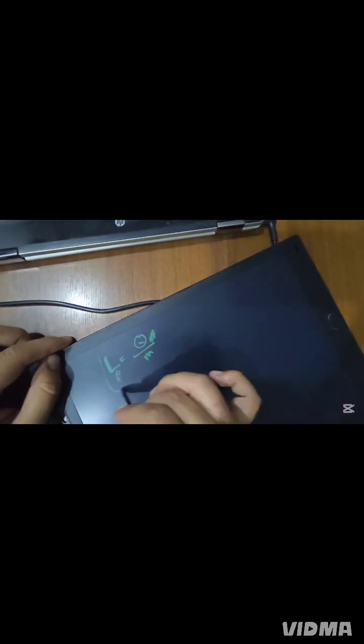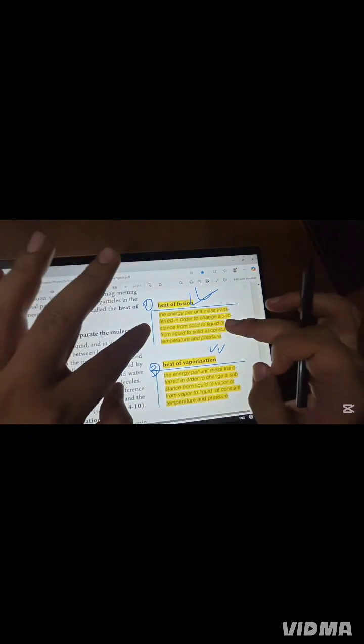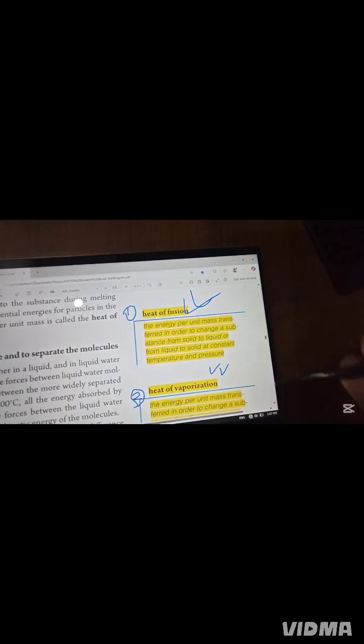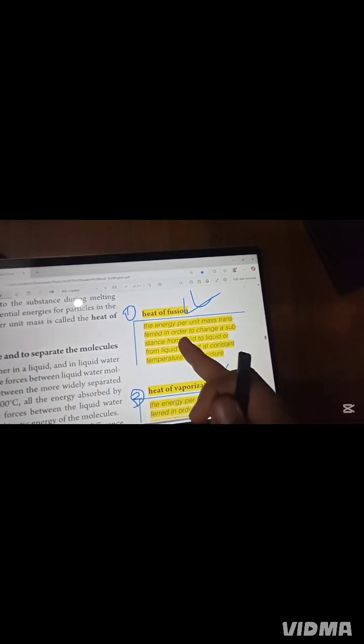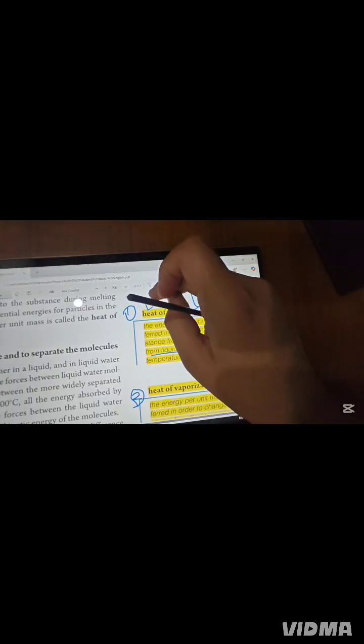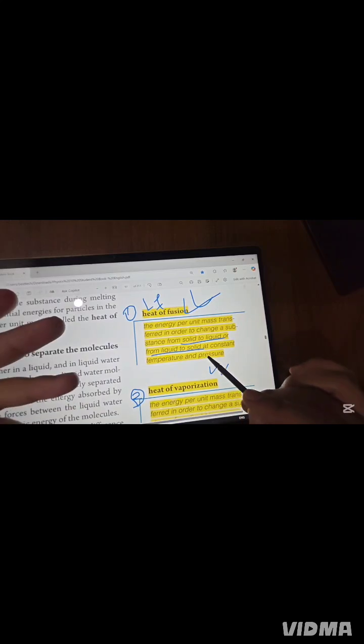But because we have fusion, what is the latent heat of fusion? Again, energy per unit mass, but transferred to change a substance from solid to liquid or liquid to solid. So the first type of latent heat is the heat of fusion, LF. In LF, we only have energy transferring between liquid and solid, or solid and liquid.